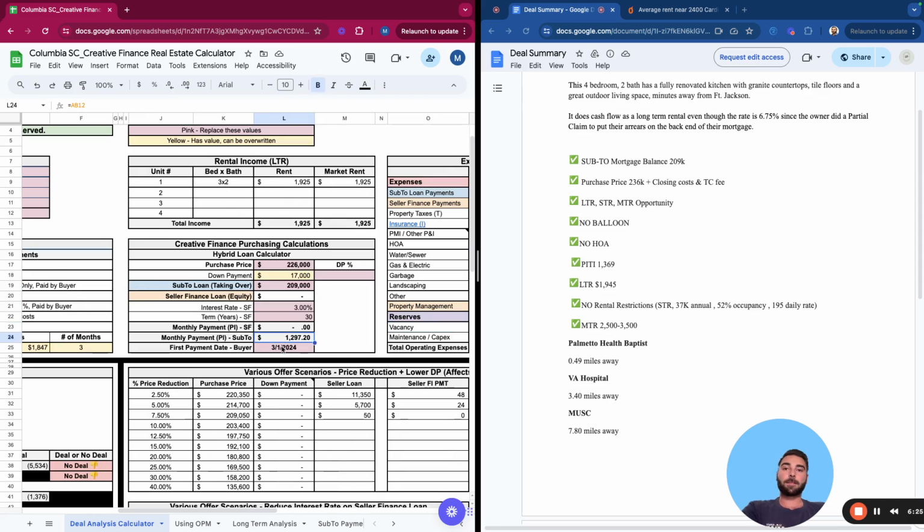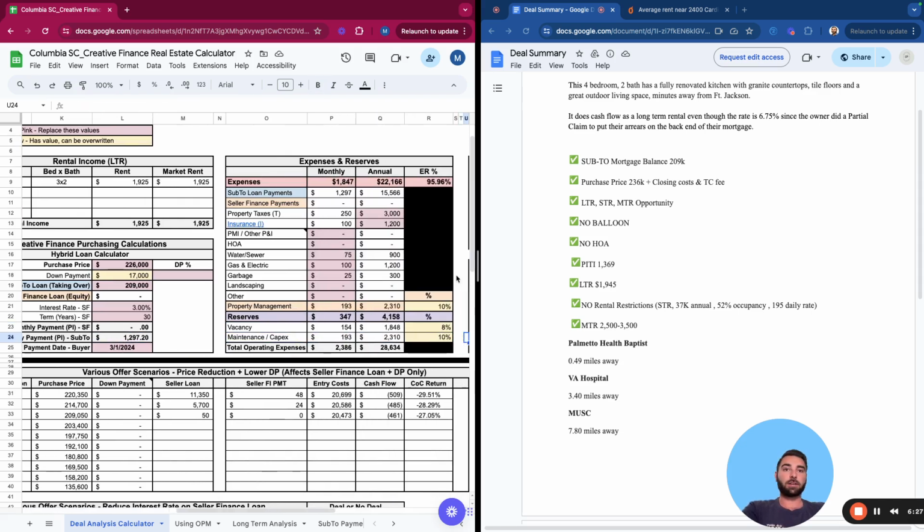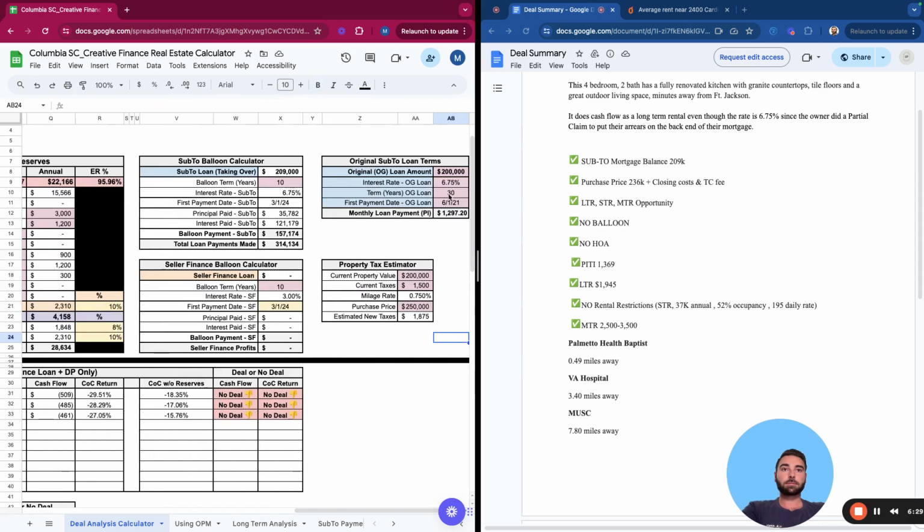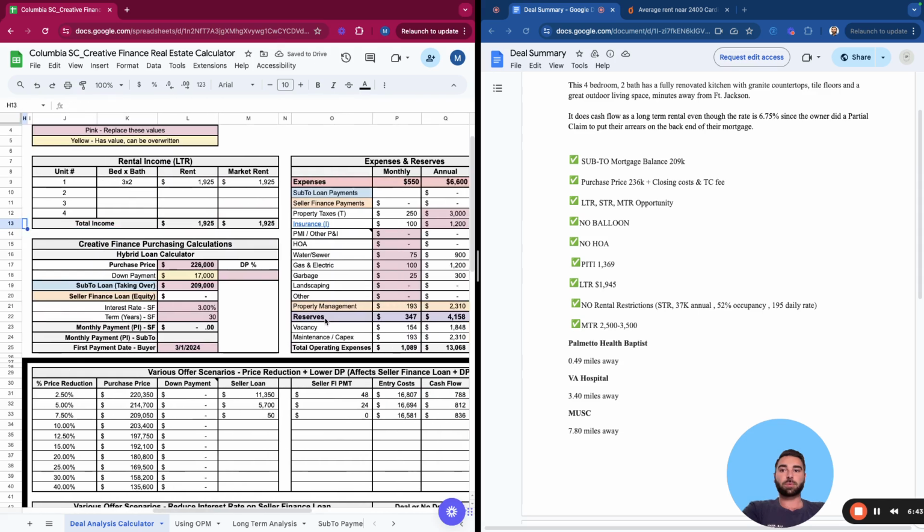So what is calculated over here is $1,297 a month in principal and interest on the loan. However, we don't know what the original loan amount was, so none of this really matters. This info is inaccurate at this point, so I'm just going to get rid of it. And we're going to replace this value with what's provided here, which is the principal, interest, taxes, and insurance, at $1,369.